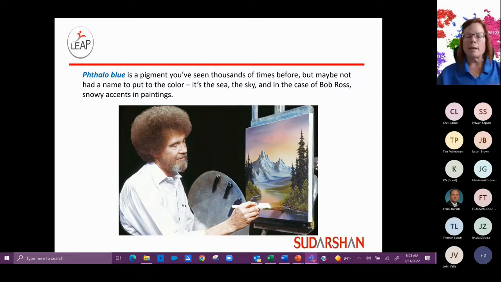One of the things I found very interesting, and I have to give a little shout out to Bob Ross because of his snowy accents, is that phthalo blue is a pigment that you've seen thousands of times, but may not have put the phthalo name to, because it's everywhere: in the sea, the sky, and in the case of Bob Ross, in the snowy accents in all of his paintings.